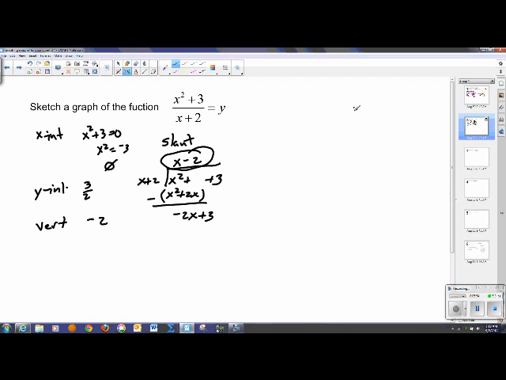Let's go ahead and start to graph that once again. I have a y-intercept of 3/2. I have a vertical asymptote of -2. And I have a slant asymptote of x minus 2. So rise over run once again.